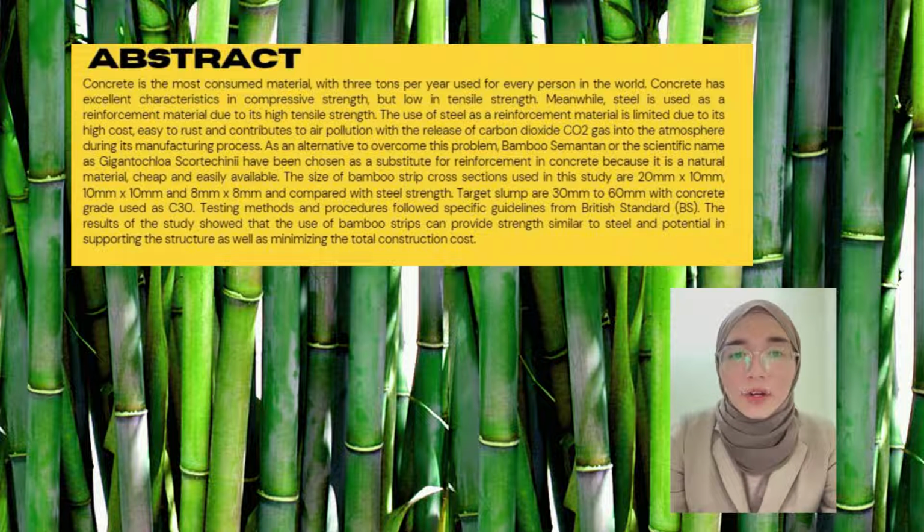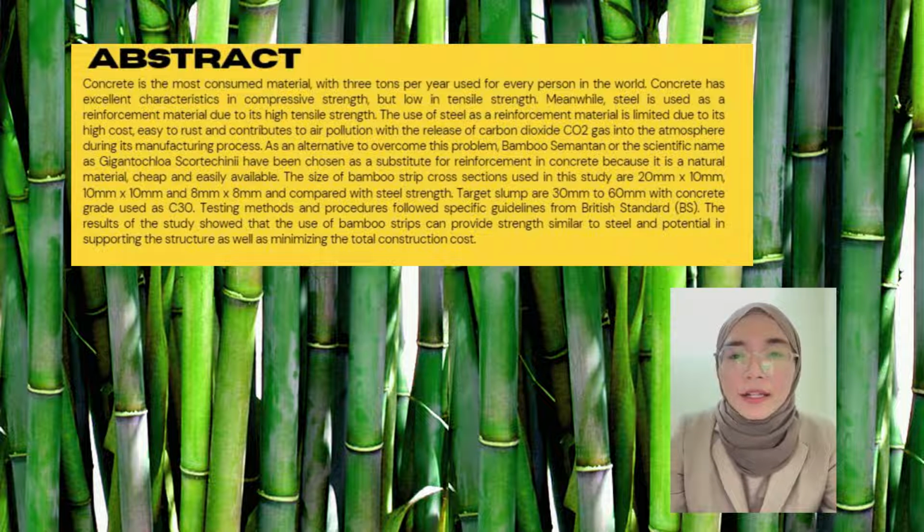As an alternative to overcome this problem, bamboo semantan has been chosen as a substitute for reinforcement in concrete because it is a natural material, cheap and easily available. The sizes of bamboo strip cross-section used in this study are 20 mm, 10 mm and 8 mm. We will compare them with steel strength.